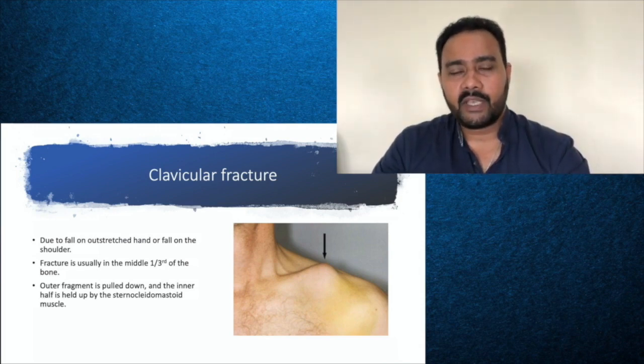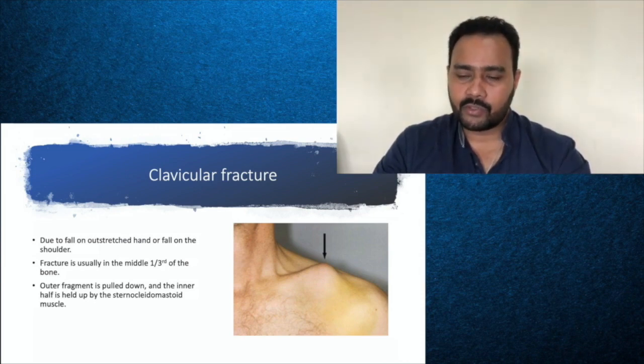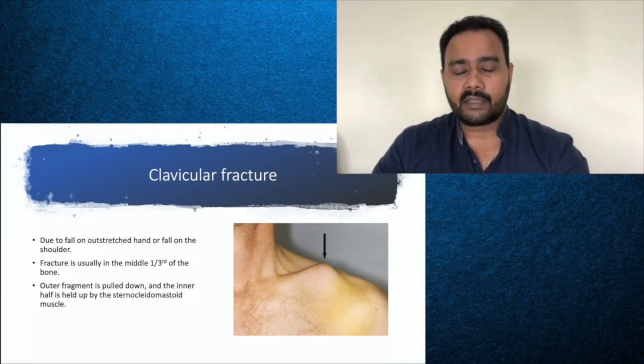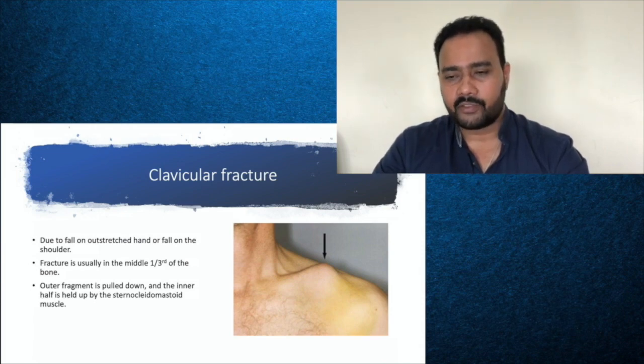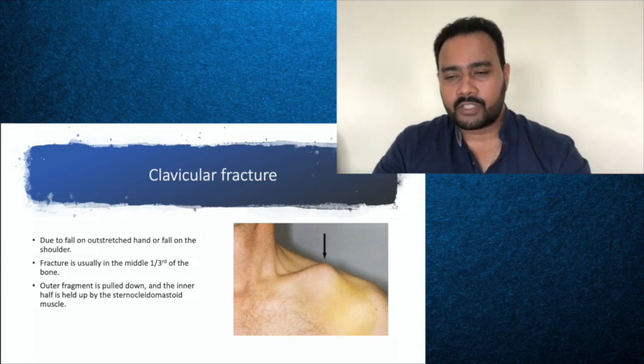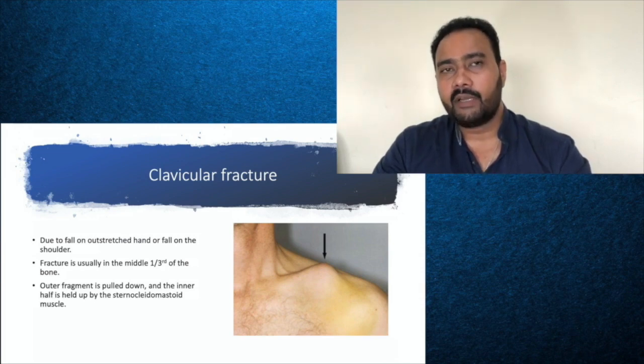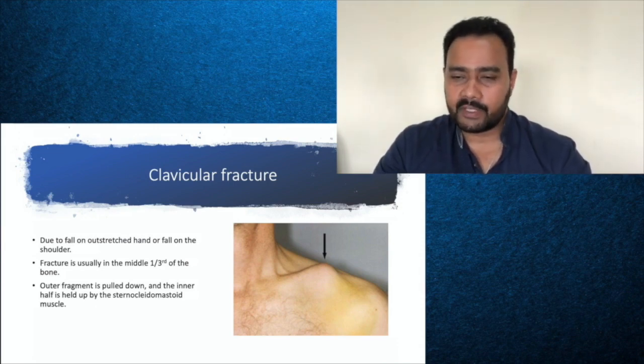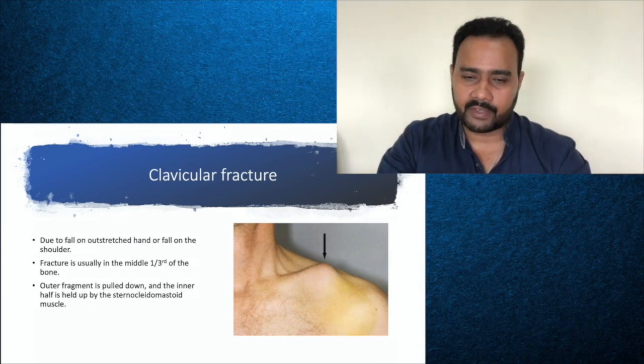The anatomical basis behind that is that the sternocleidomastoid muscle is attached to the clavicle, and the clavicle supports the upper limb as well, right. Whenever there is a fracture, what will happen? The proximal segment will be pulled up by the sternocleidomastoid muscle, and the distal fractured segment will be pulled down because of the weight of the upper limb. Because of that, people develop this kind of lump whenever there is a clavicular fracture.